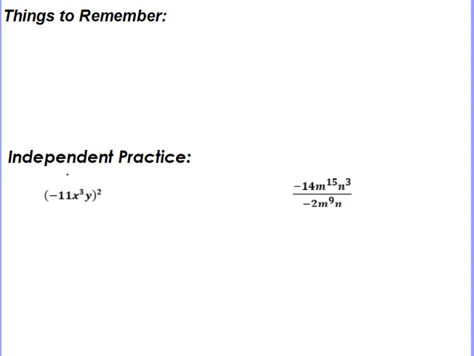Okay. Independent practice, I want you just to try it. If you don't know, just try it. Okay, this is very similar to what we did. You're going to do the division, m to the 15th over m to the 9th. Just do that separately and then do the n's separately. And then this one, see how you do, we can distribute that to everything.